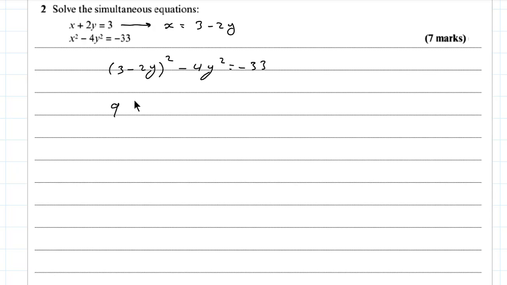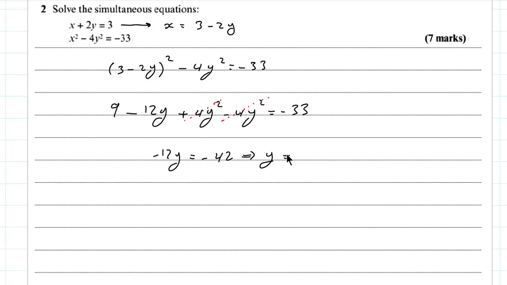Squaring the first to get 9, and then 2 times first times second to be negative 12y, then plus second squared, which is 4y squared, minus 4y squared equals negative 33. We are lucky because we can cancel this negative 4y squared with this positive 4y squared, and then we have negative 12y equals negative 33 minus 9 to get minus 42.